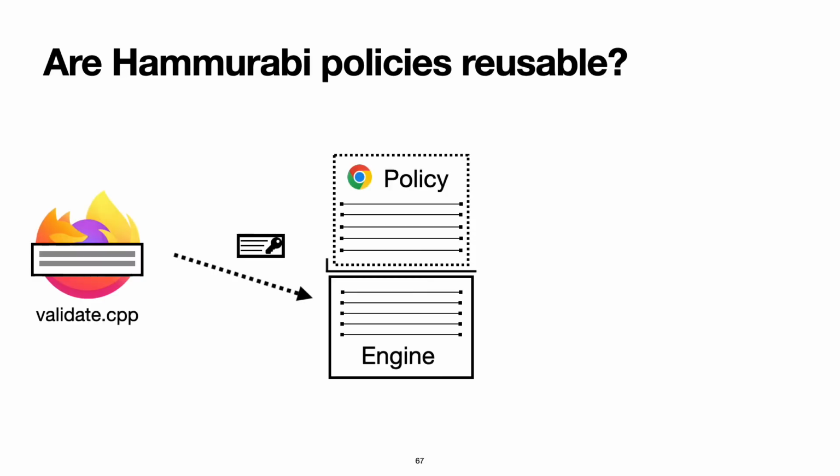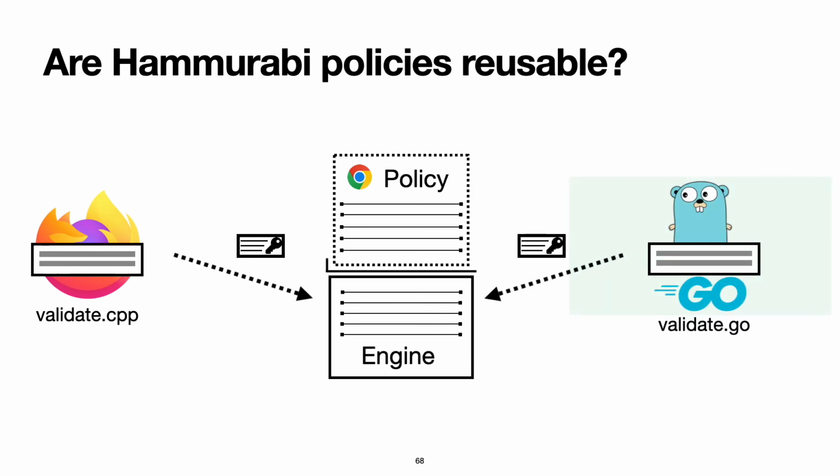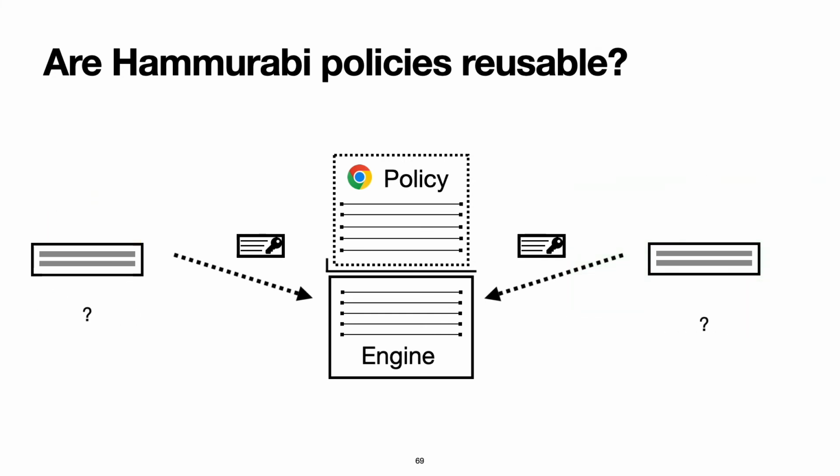To demonstrate reusability, we modified both Firefox in 100 lines of code and the Go TLS library in 50 lines of code to contact the Hammurabi engine for certificate validation. We then plugged in Chrome's policy, making Firefox and Go validate certificates like Chrome would. The major win here is that building new clients no longer requires certificate validation expertise. They can simply connect to Hammurabi and plug in tried and tested validation policies like Chrome's or Firefox's.